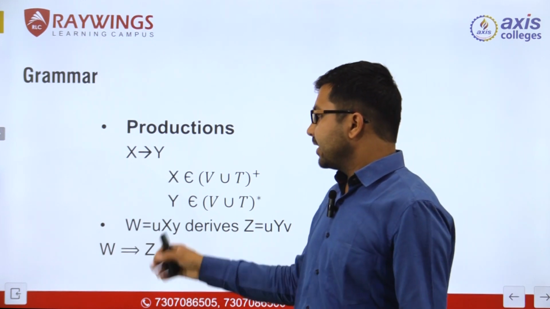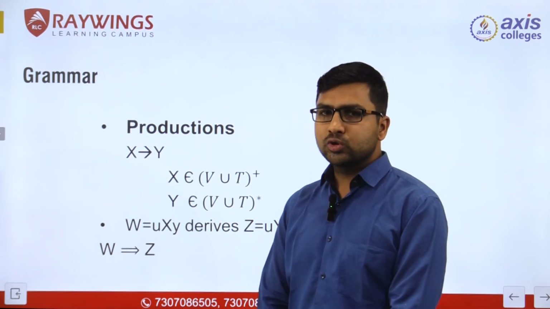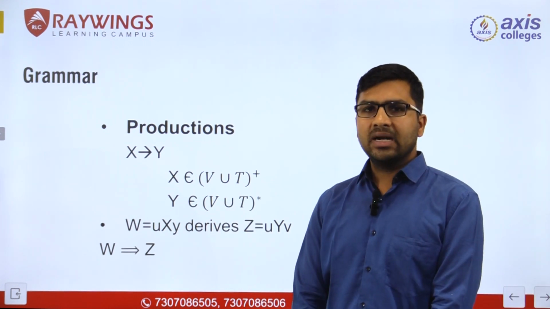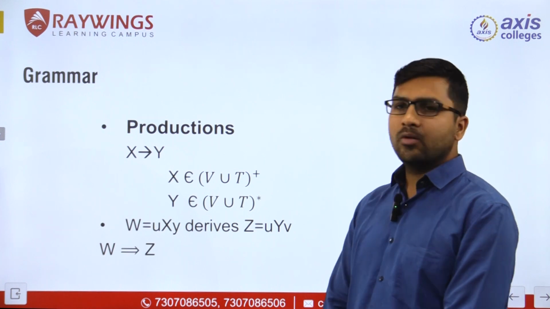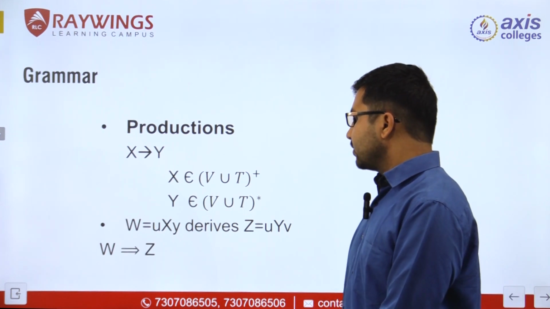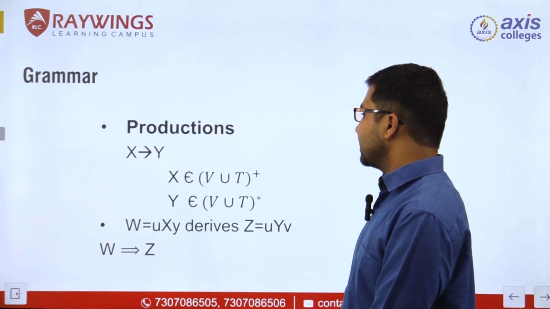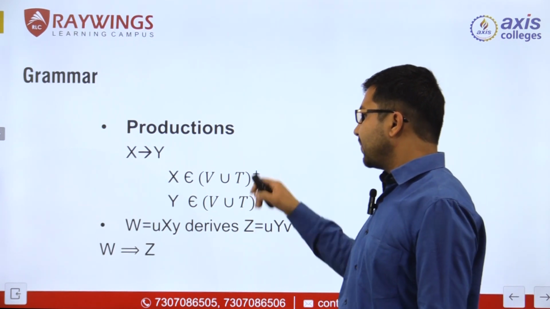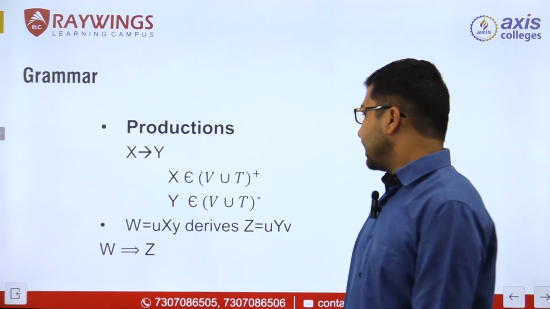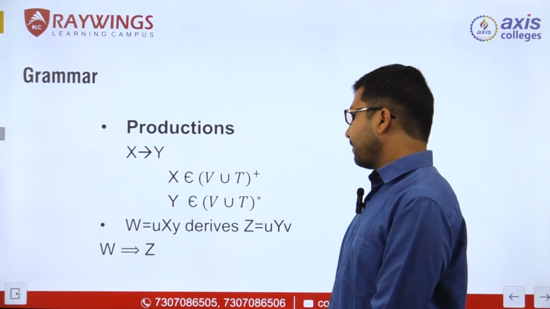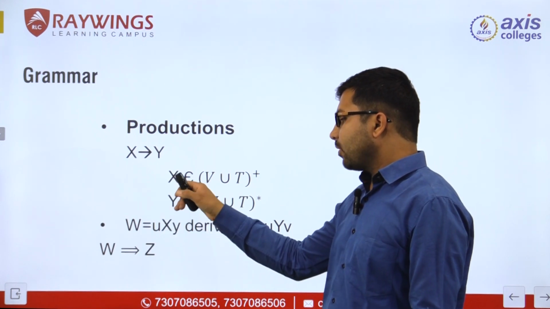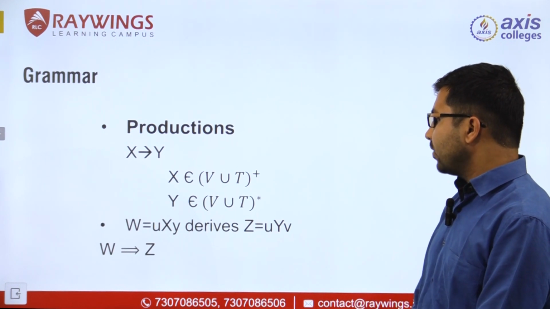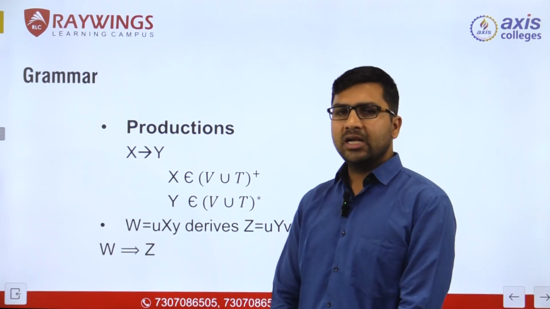Moving forward, here I am considering the production X goes to Y. In the case of X goes to Y, X belongs to any combination of variables and terminals, and Y also belongs to any combination of variables and terminals. Here denoted as X belongs to (V union T) whole power plus, and Y belongs to (V union T) whole star. Whole power plus means X does not contain null, and star means it can also contain null. So in the above production, W equal to UXY derives Z equal to UYV. So we can derive W in the form of Z.